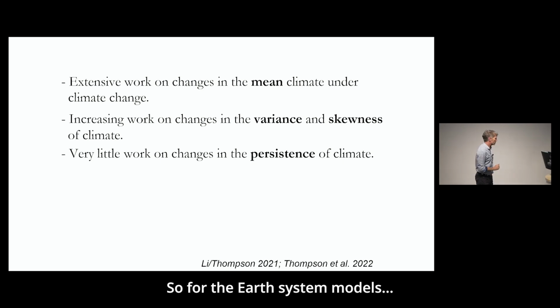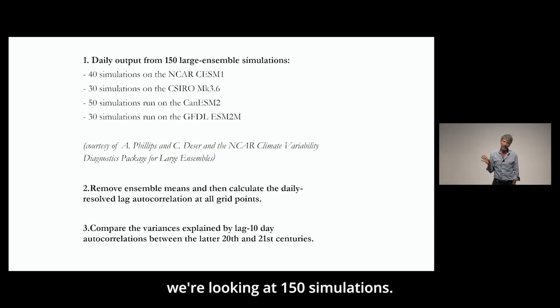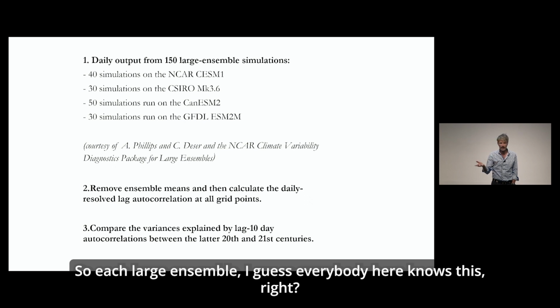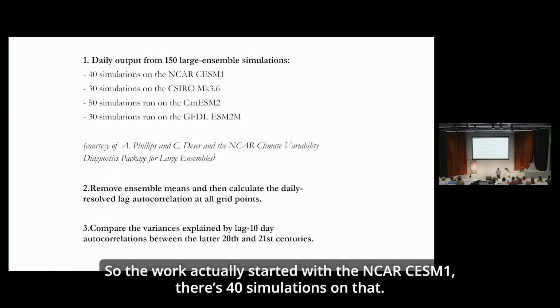So for the Earth system models, we're looking at 150 simulations. We have daily output from four large ensembles. So each large ensemble, I guess everybody here knows this, right? You have the same forcing, you have different initial conditions, and you project into the future how climate will change. In this case, the work actually started with the NCAR CESM.